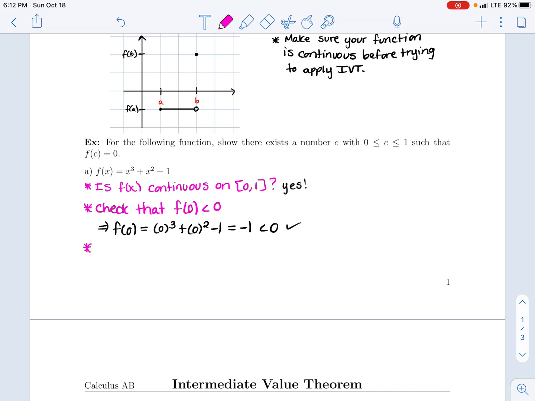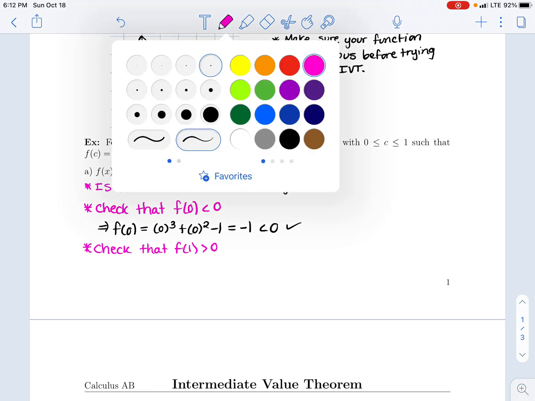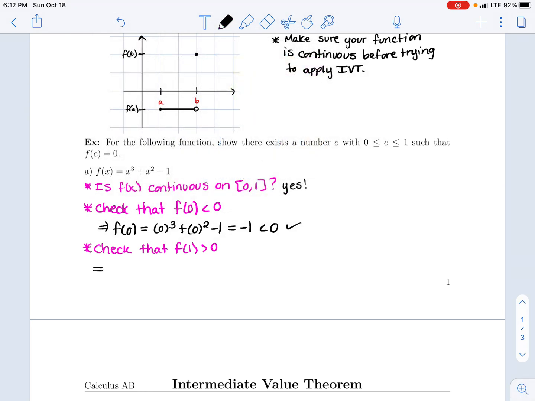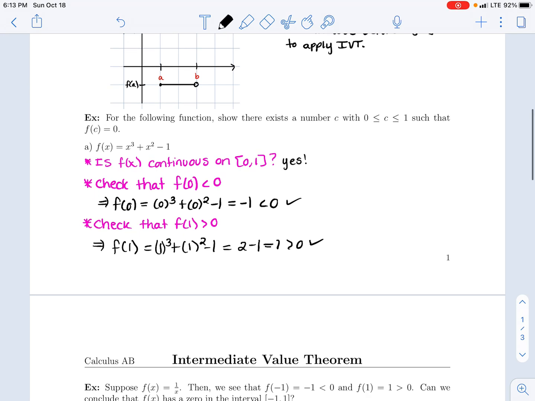Now I need to check that f of 1 is greater than 0. Okay, so in other words, I need to check that f of 1 is positive. And so f of 1 is equal to 1 cubed plus 1 squared minus 1, which is equal to 2 minus 1 equals 1, which is greater than 0. Check. Okay, awesome. So now what can I say?